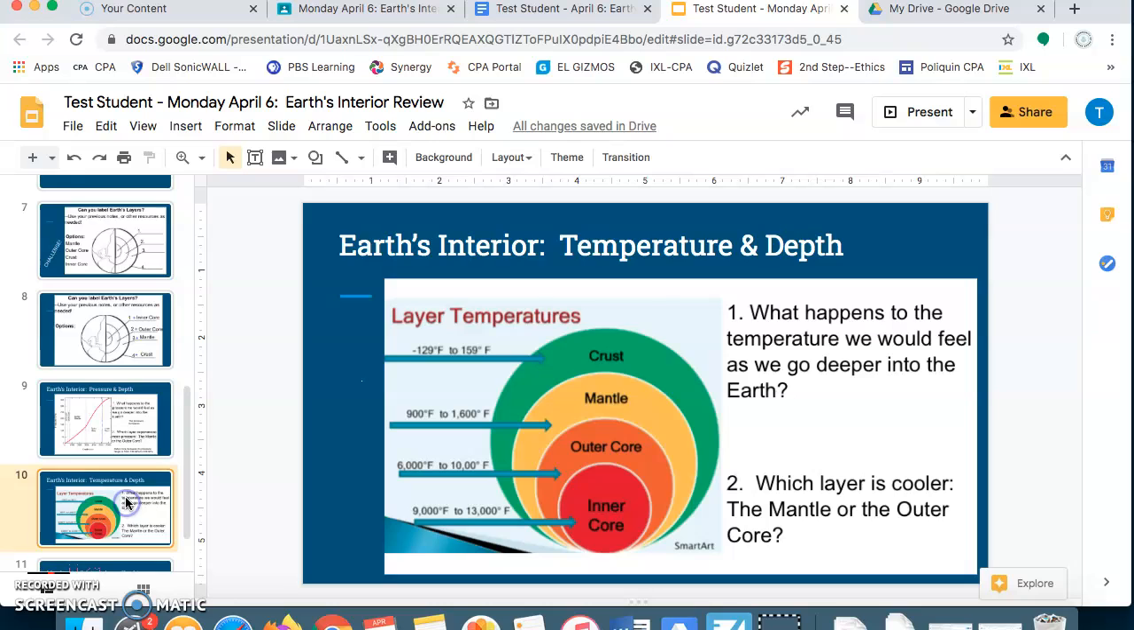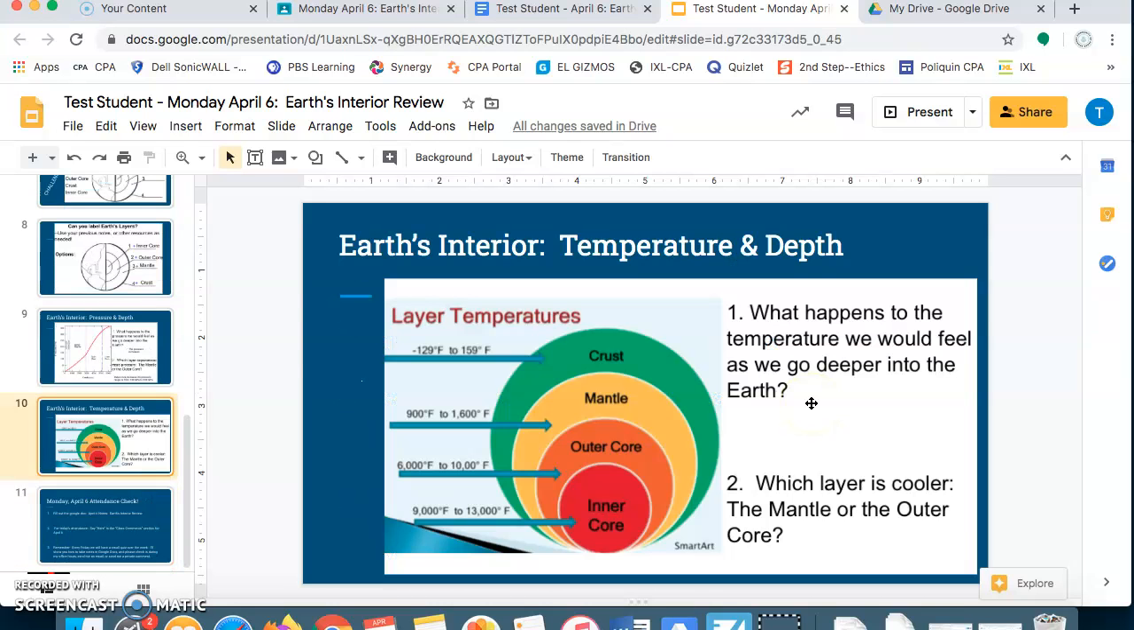I won't answer that necessarily for you, but what I will do is walk through this graph. This graph you might recognize again because this came from our review when we were still in school. Well, we're still in school, but when we were actually meeting together in person. What happens to the temperature we would feel as we go deeper into the Earth?